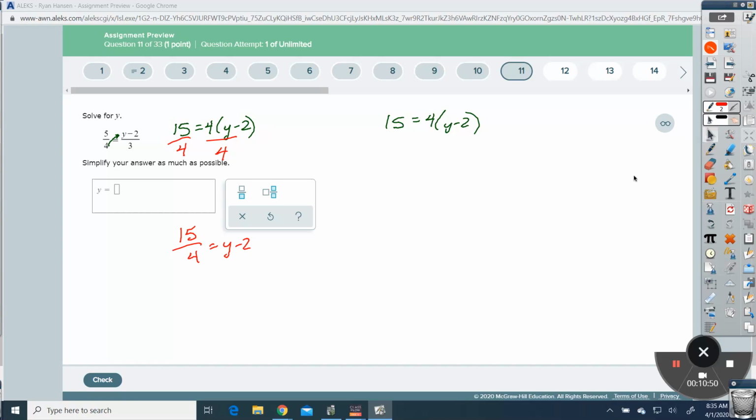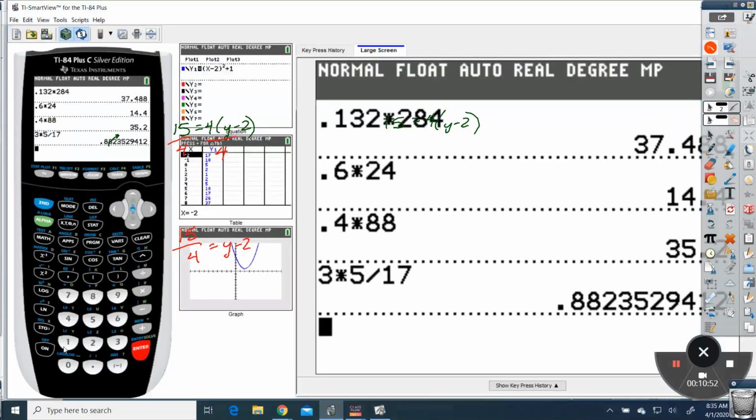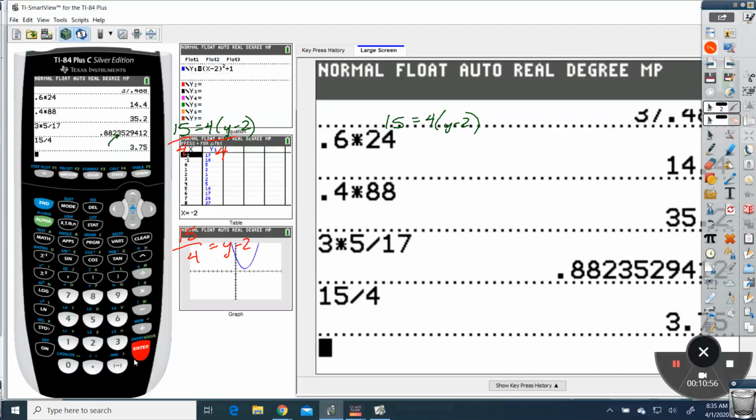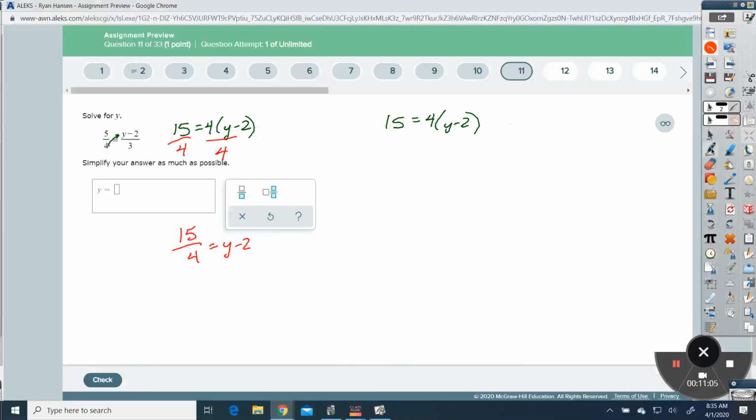Then you would just go to your calculator and go 15 divided by 4 is 3.75. So 3.75 equals y minus 2. Add the 2. So 5.75 equals y.